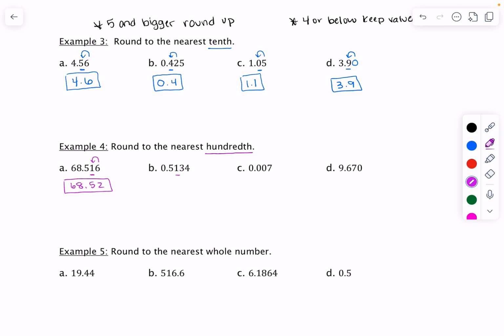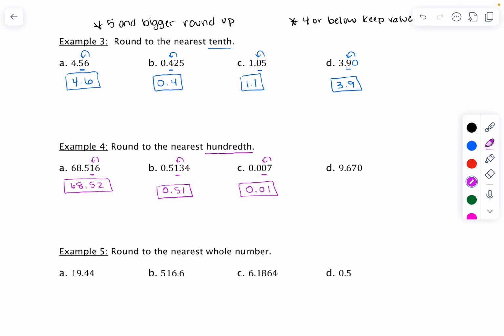Example B, 1 is in my hundredths place. It's got a 3 next to it, so that keeps the number the same, 0.51. C, the hundredths place is right here, that's the second 0. 7, does that round that 0 up? It sure does. It's bigger than 5, so 0.01. That 0 becomes a 1.